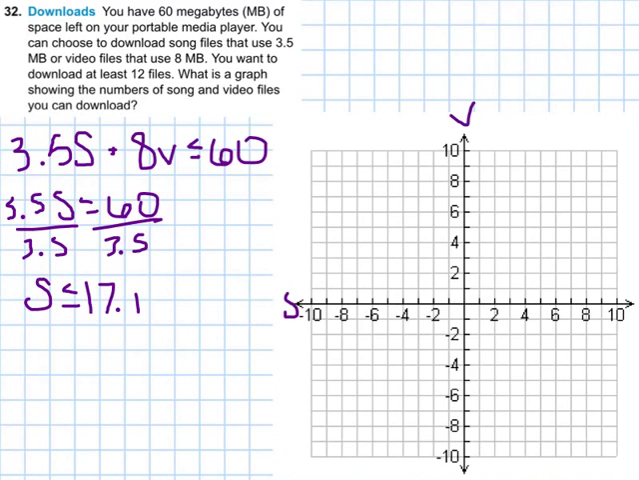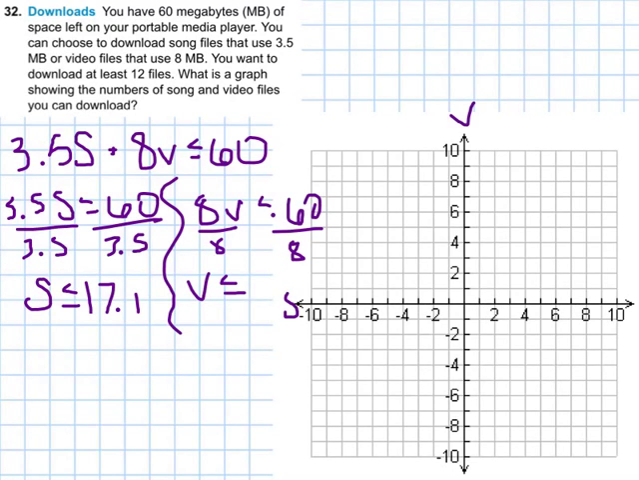Now, over in the next one, 8V is less than or equal to 60. So we'll divide by 8, divide by 8. V is less than or equal to 7.5. So those will be our intersections. S is 17.1, that's way off on the side. And V is 7.5, so it'll be about here.